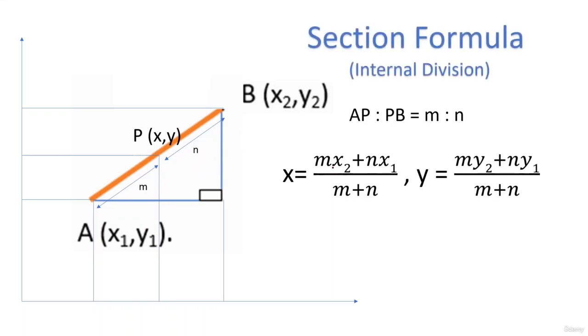Any point P which divides the line segment AB in the ratio m is to n will have x coordinate mx2 plus nx1 divided by m plus n, and y coordinate my2 plus ny1 divided by m plus n.